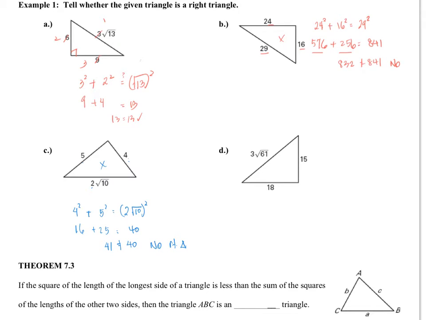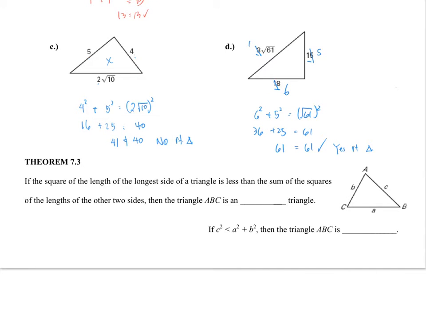Okay, let's try one more, and I see that the GCF is 3, and I'll just make my life easier. I'm going to divide by 3 for all 3 values here. So all I have to do is take 6 squared plus 5 squared and the square root of 61. And I see that both sides are equal, so yes, right triangle.